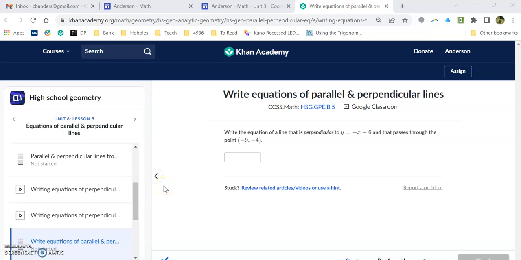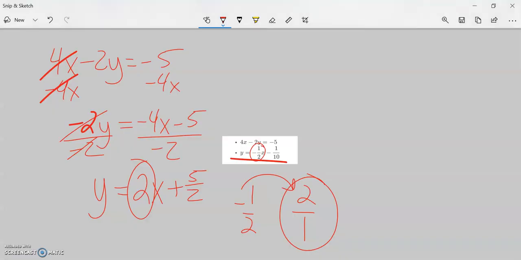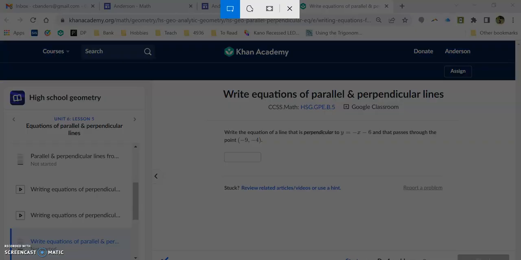Write equations of parallel and perpendicular lines. Okay, this is very similar to the assignment we did a while back. It was, hold on, a few copies real fast.